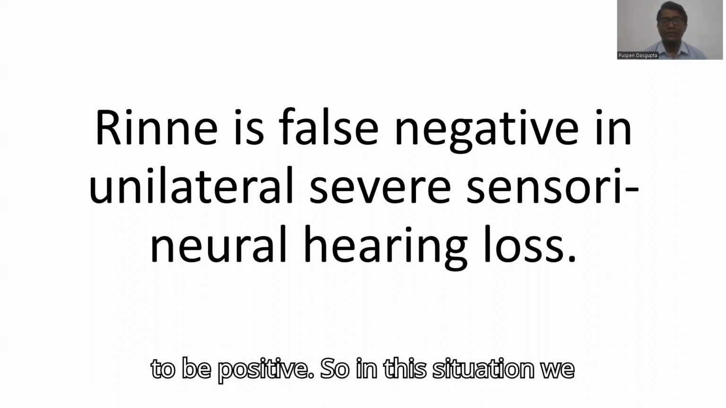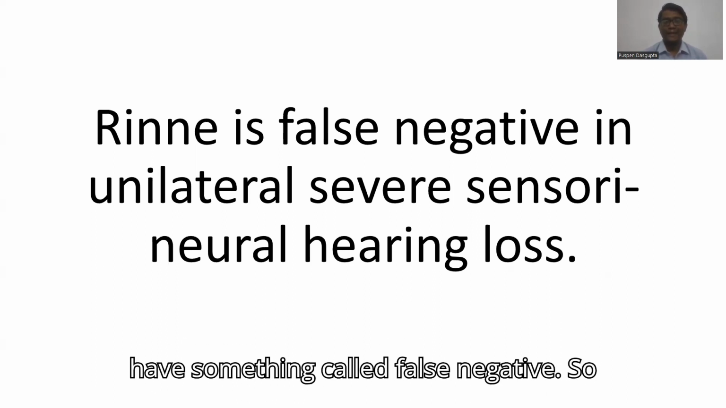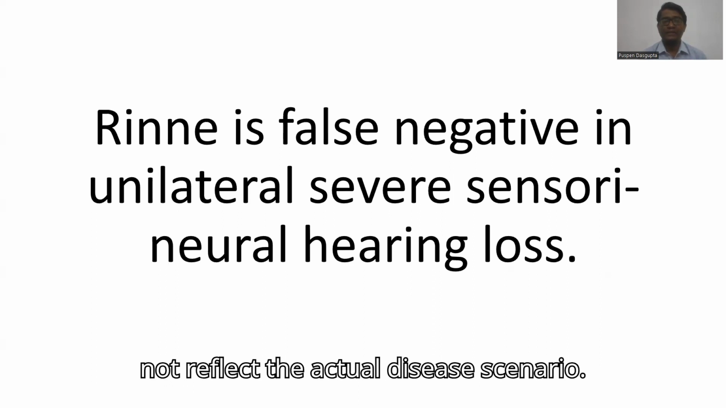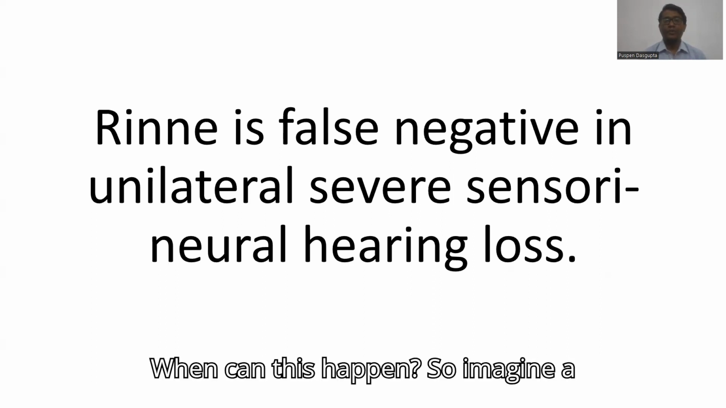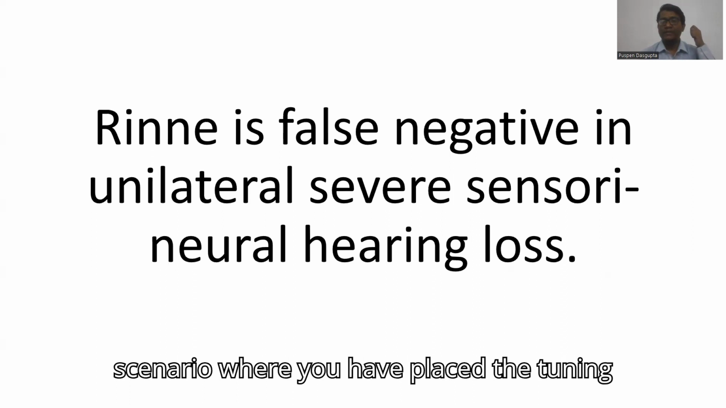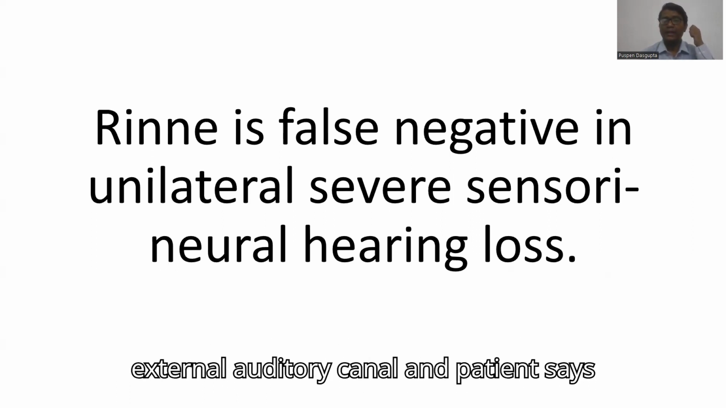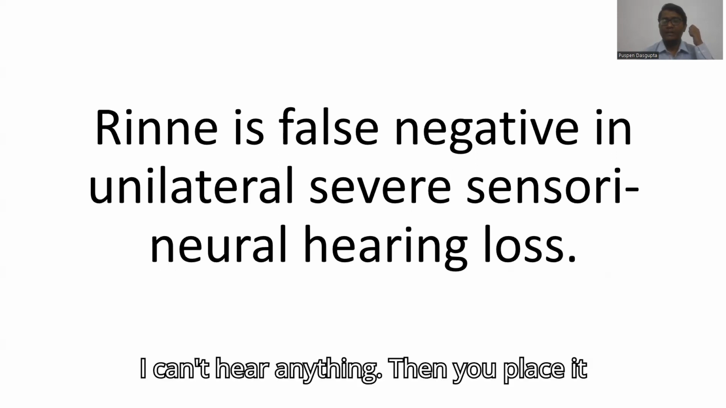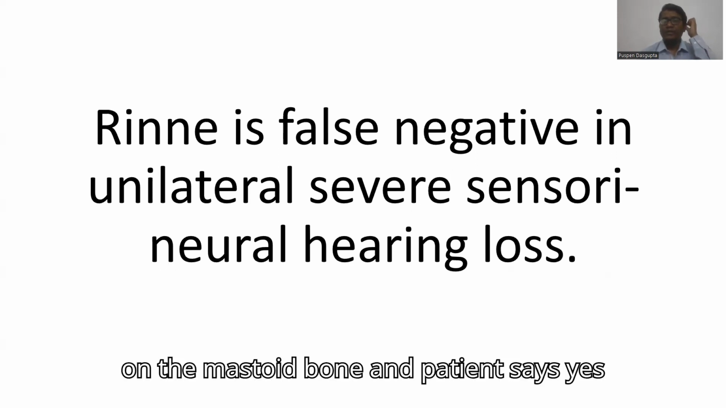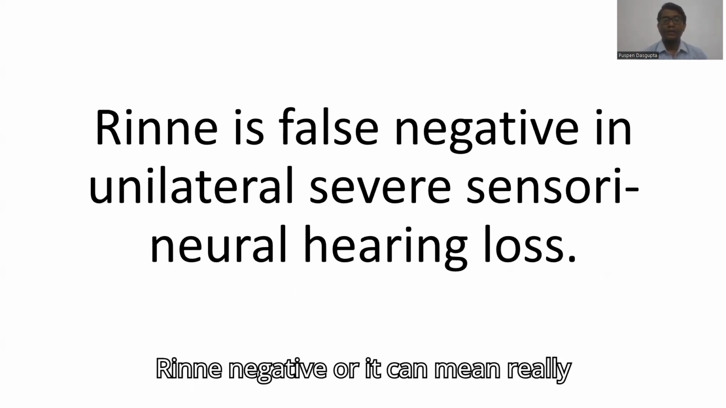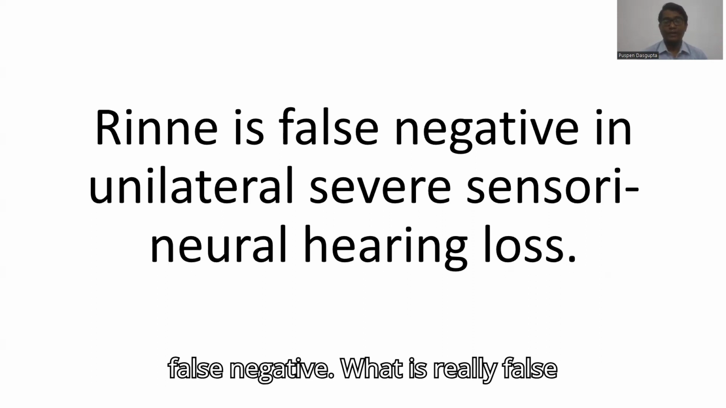So in this situation, we have something called false negative. So negative means bone conduction more than air conduction, and false means this does not reflect the actual disease scenario. When can this happen? So imagine a scenario where you have placed the tuning fork near the external auditory canal, and patient says, I can't hear anything. Then you place it on the mastoid bone and patient says, yes, I can hear. Now this can mean a simple Rinne negative, or it can mean Rinne false negative. What is Rinne false negative?